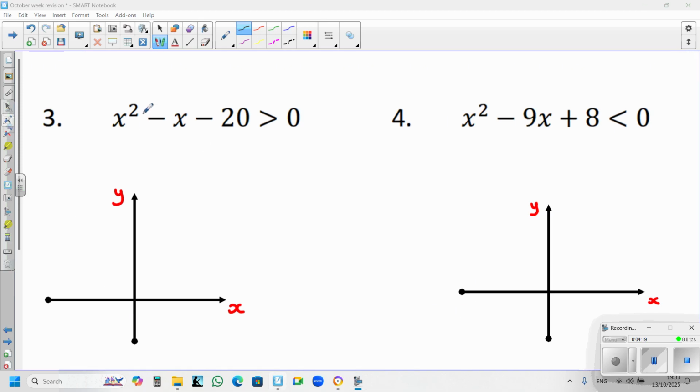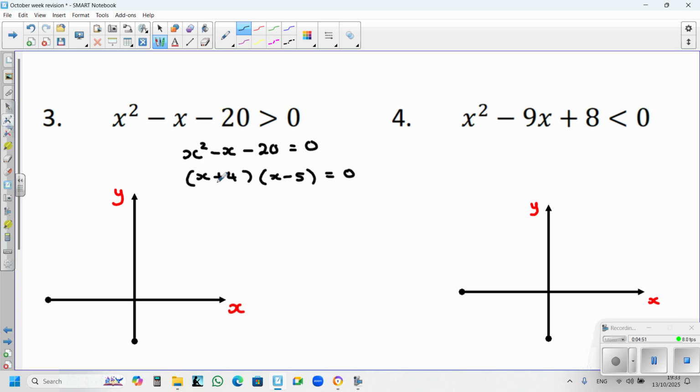Okay, for this one we've got x squared minus x minus 20 is greater than 0. We're going to make that equal to 0 so we can factorise it and solve it to find the roots. I'm looking for two numbers that multiply together to give me negative 20, and a combination of them gives me negative 1. I'm going to skip all the working and just write down your factors. So it's going to be 5 and 4, and it's got to be negative 5 and plus 4.